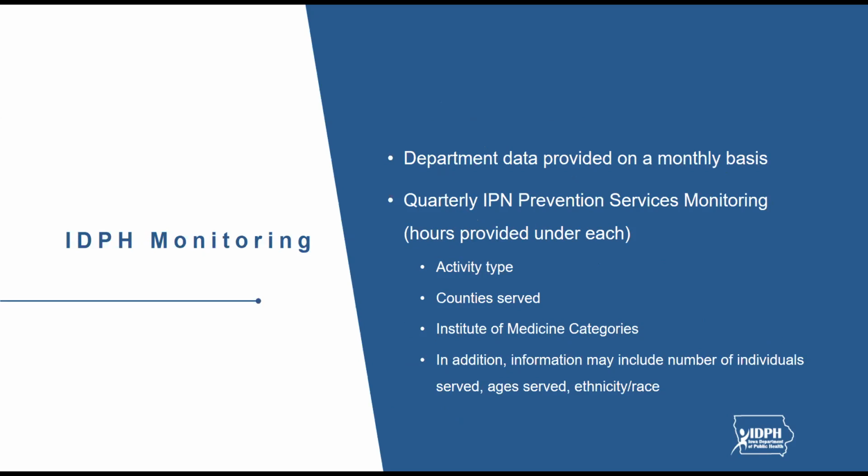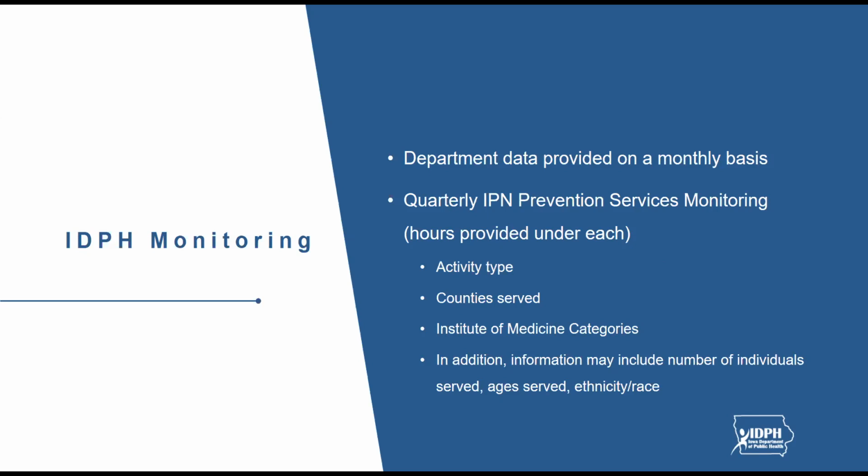The department will provide data to each IPN-funded contractor each month, and this will include data that needs to be corrected. It is an expectation that agencies maintain this information at the agency level. In addition, the department will be providing agencies with a detailed IPN prevention services monitoring report on a quarterly basis.